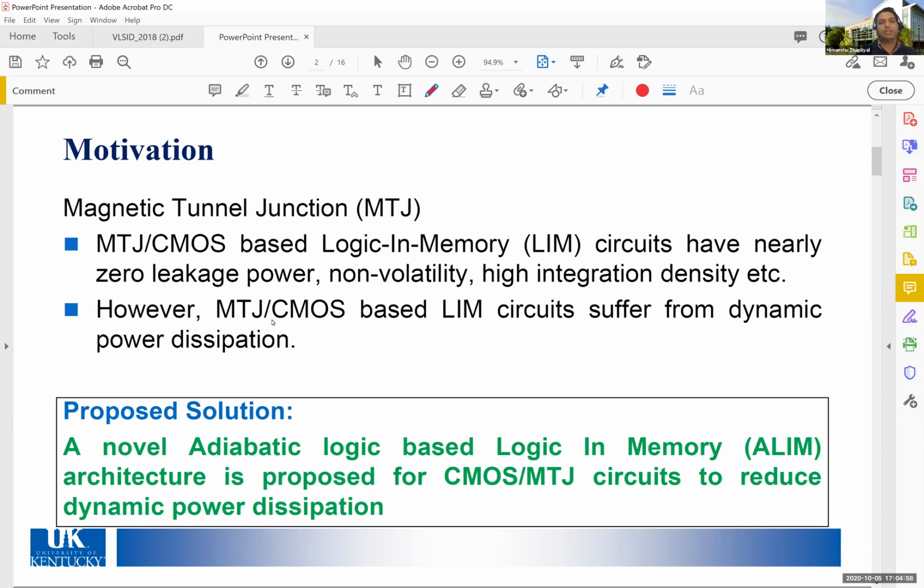MTJ CMOS based logic in memory circuits have nearly zero leakage power. They are non-volatile and they have high integration density. However, these MTJ CMOS based logic in memory circuits suffer from dynamic power dissipation. So in this research, we propose novel solutions based on adiabatic logic to reduce the dynamic power dissipation of these logic in memory circuits, and we call this architecture ALIM. ALIM stands for adiabatic logic in memory architecture.